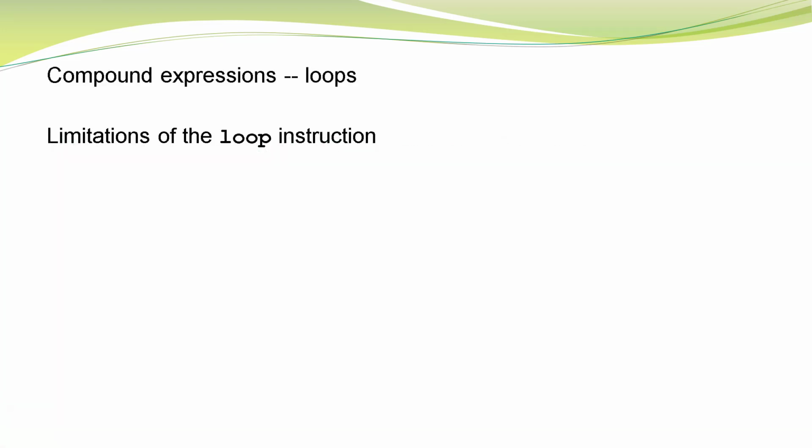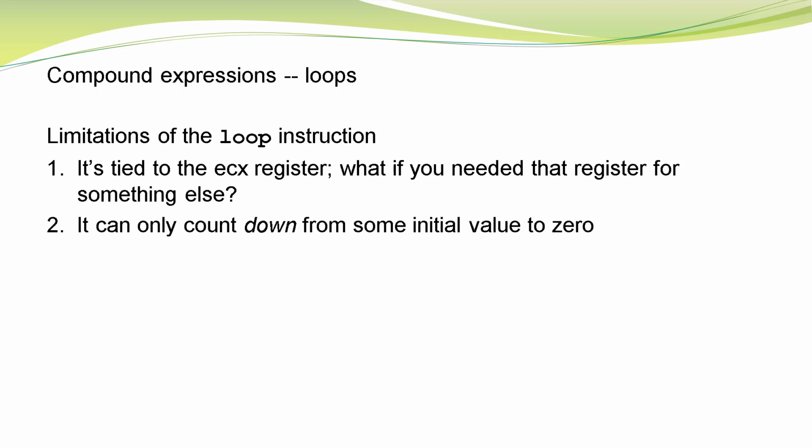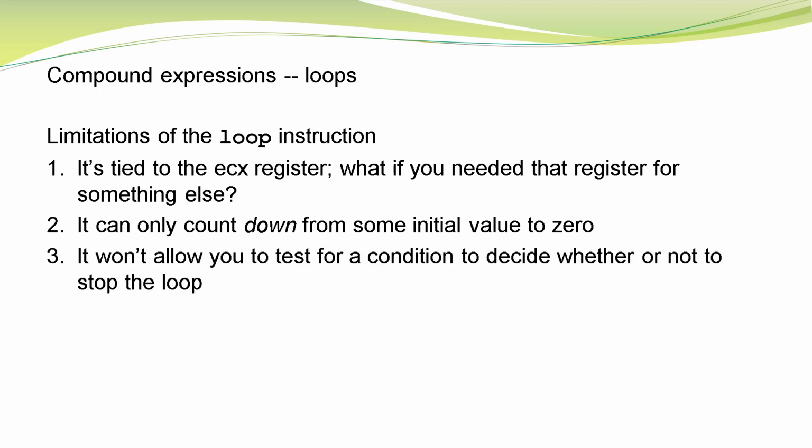Now you might be saying, hey, I already know how to use a loop in assembly, and I sure won't argue with you about that, but the loop instruction turns out to be pretty limited. For one, it's tied to the ECX register. What if you needed that register for something else? Second thing, it can only count down from some initial value back to 0. Third, it won't allow you to test for a condition to decide whether or not to stop the loop. There's probably more that I just can't think of, but you get the picture. So let's see what it takes to create your own while loops and for loops.